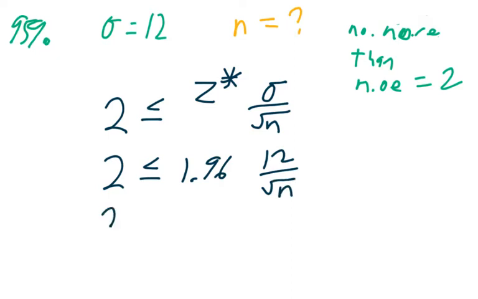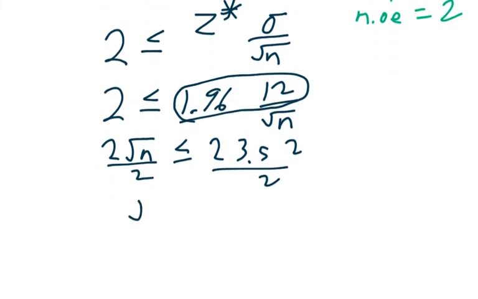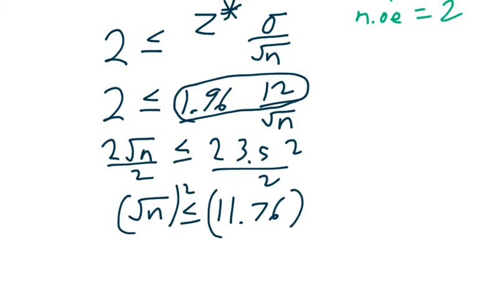So I'm going to multiply both sides by the square root of n. 1.96 times 12 is 23.52. And then I'm going to divide both sides by 2. And we get the square root of n is less than or equal to 11.76. Now we're going to square both sides.